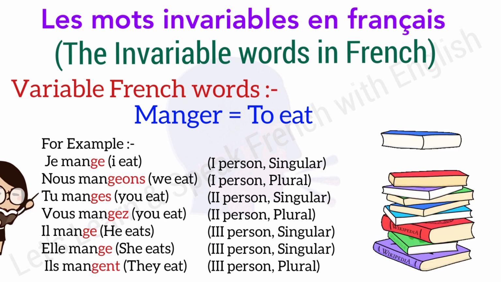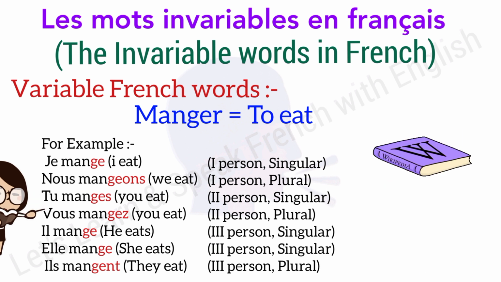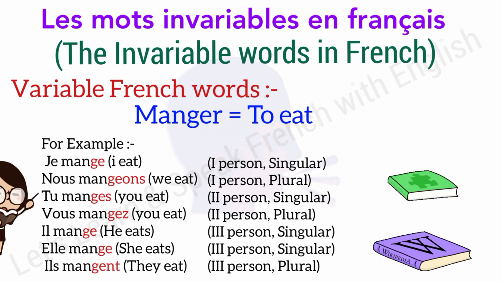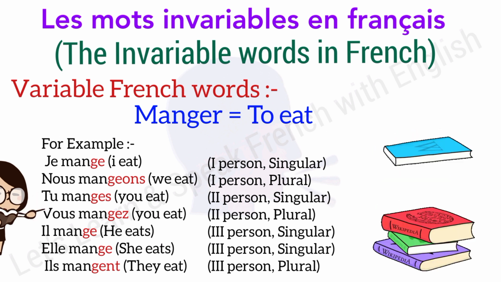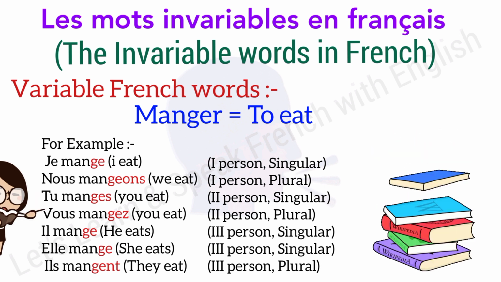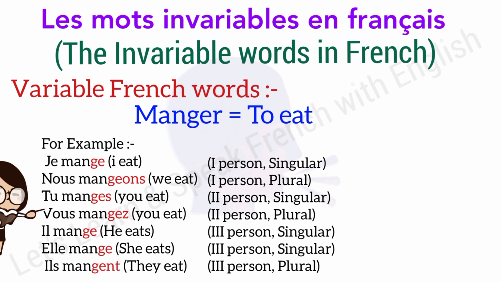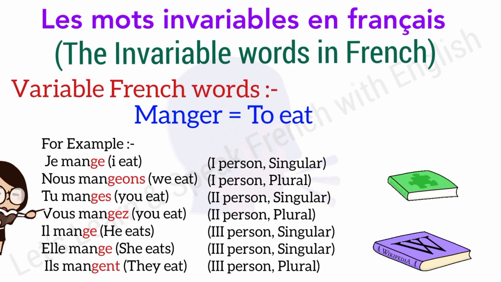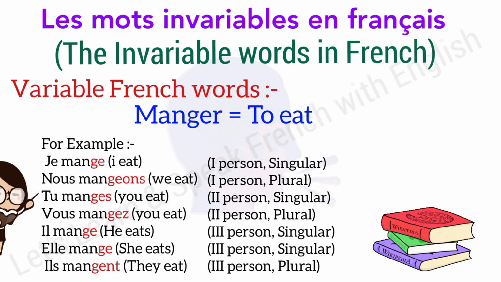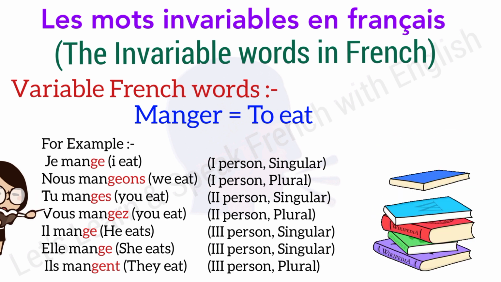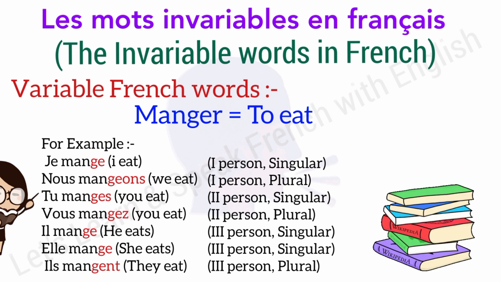Je mange, I eat. Nous mangeons, we eat. Tu manges, you eat. Vous mangez, you eat. Il mange, he eats. Elle mange, she eats. Ils mangent, they eat. Here, the word manger is changing its form and its pronunciation depending on the number, whether it is singular or plural, and depends on the person also, the first person, second person or third person. So this is an example of a variable French word. A variable French word keeps on changing its spelling and its pronunciation also.